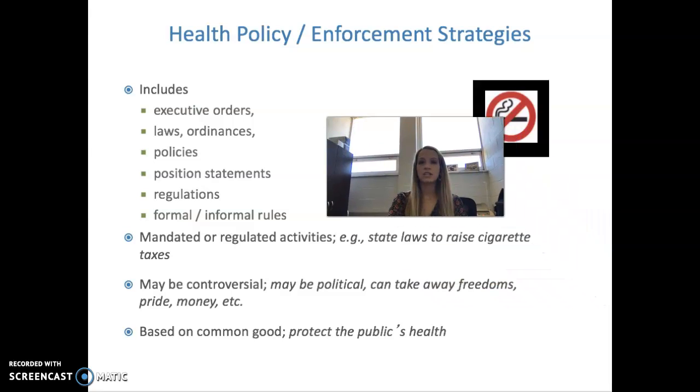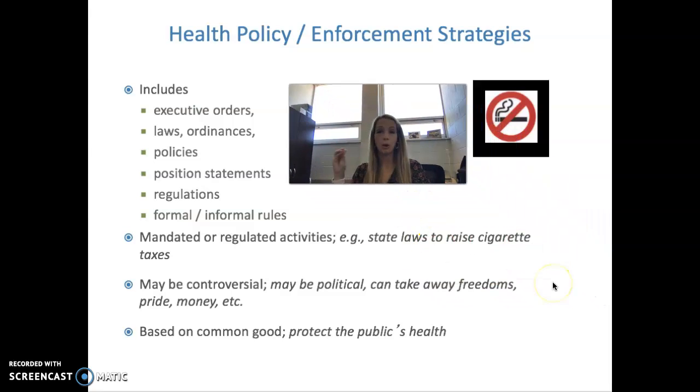Health policy and enforcement strategies. Now we're talking about the policy side of things. So these include executive orders, laws, ordinances, policies, position statements, regulations, formal and informal rules, right? Can you think of a mandate that was put into place recently for our community?